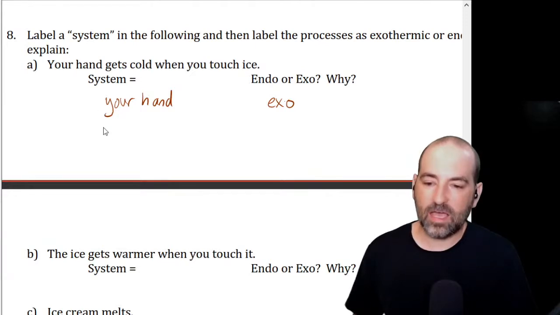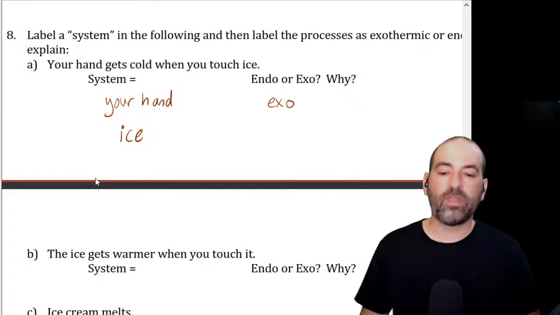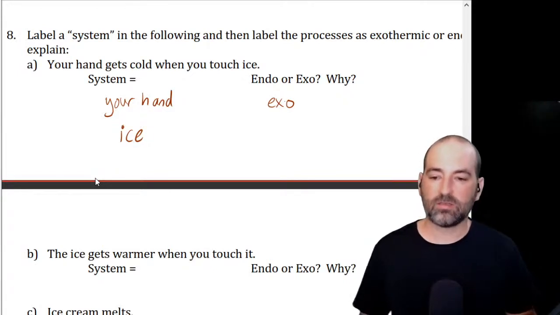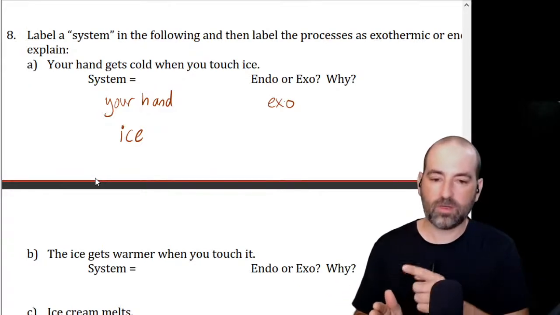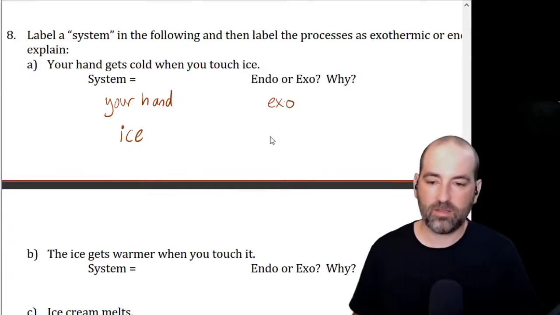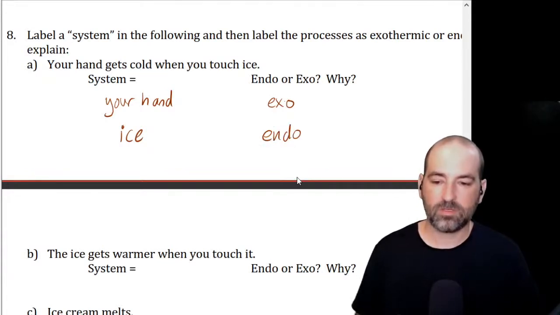But let's say instead we define the system as the ice. Well, now the question is, is the energy going into the ice or out of the ice? So if your hand is getting cold when you touch the ice, that means that the energy is going from your hand to the ice. So that means that the heat or the energy is going into the ice. And that makes it endo. You see how that works?